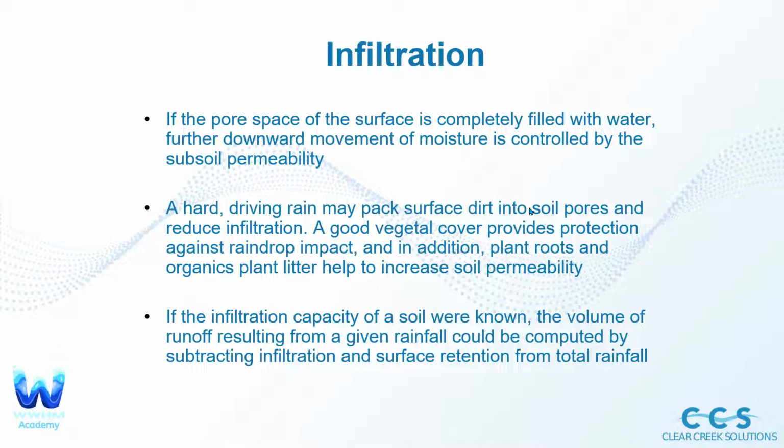A hard driving rain may pack surface dirt into soil pores and reduce infiltration. A good vegetal cover provides protection against raindrop impact. In addition, plant roots and organics, plant litter, help to increase soil permeability. If it rains quite hard on a patch of soil, it's going to pack those particles together and over time reduce infiltration, because we're losing more of those soil pores and openings in the soil. In a lot of cases, we do want infiltration when it comes to stormwater modeling, because that means the water is able to naturally infiltrate into that soil and then get filtered out and mitigated back into the water cycle.